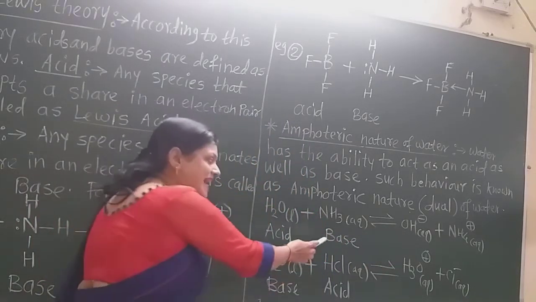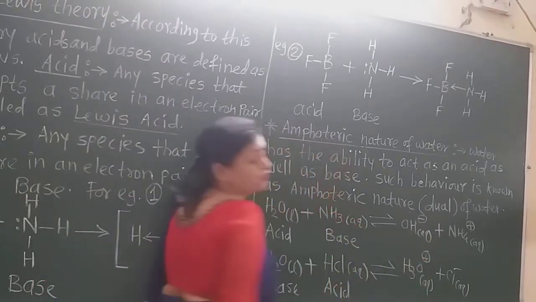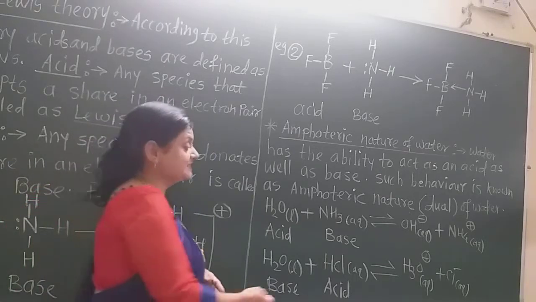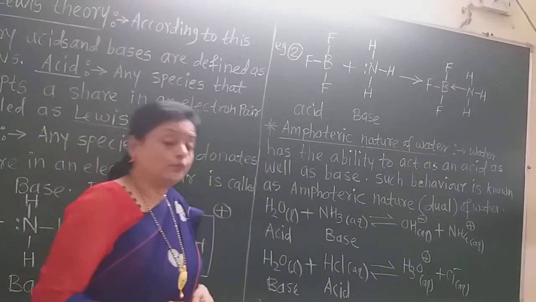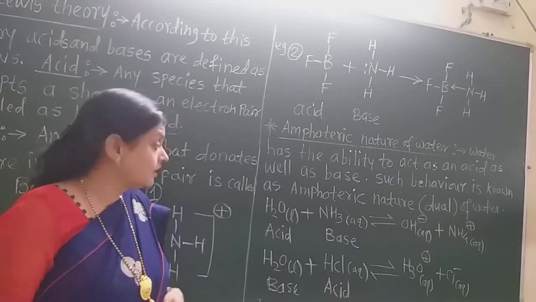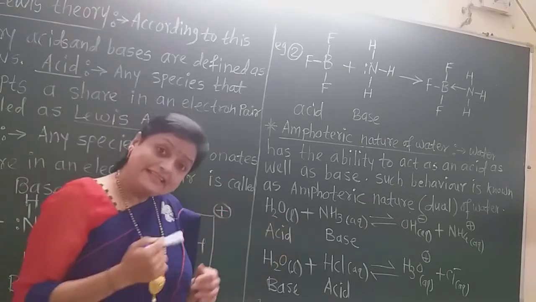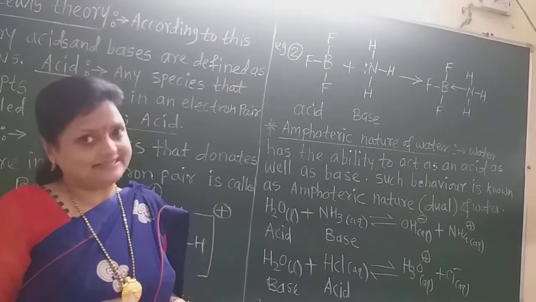And after accepting the proton, this ammonia is transferred into the NH4+ ion, which can act as the acid again. So this is the base 2 and that is the acid 2. In this way, there is the formation of conjugate acid-base pair due to the reaction between the water and ammonia. And in this case, water, as it donates the H+ ion, acts as the acid.